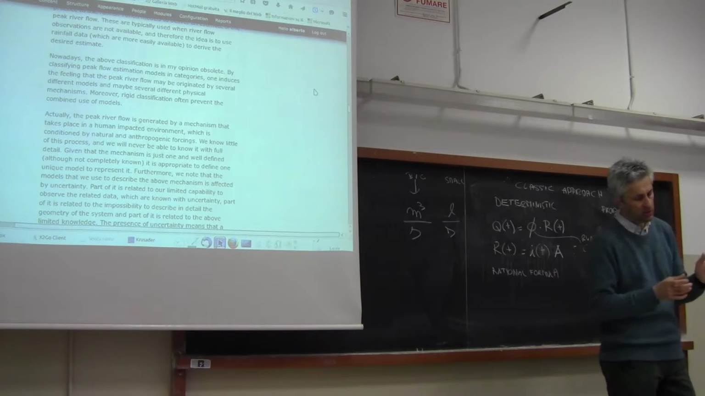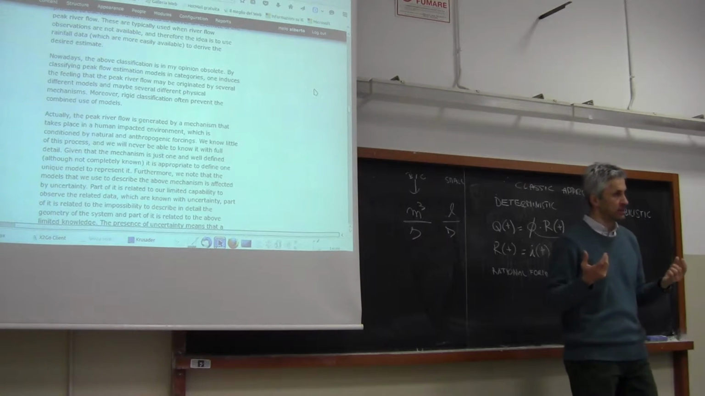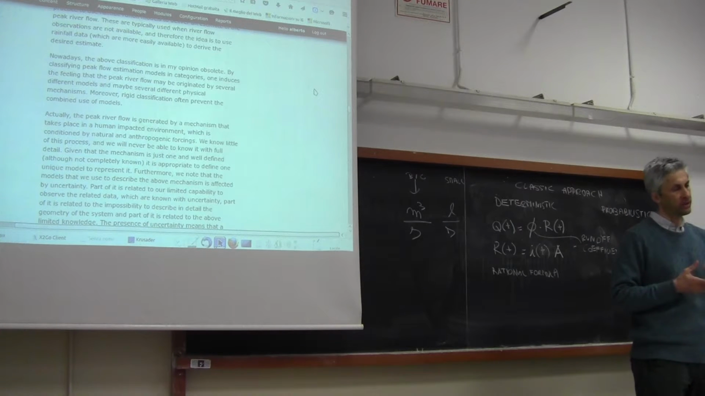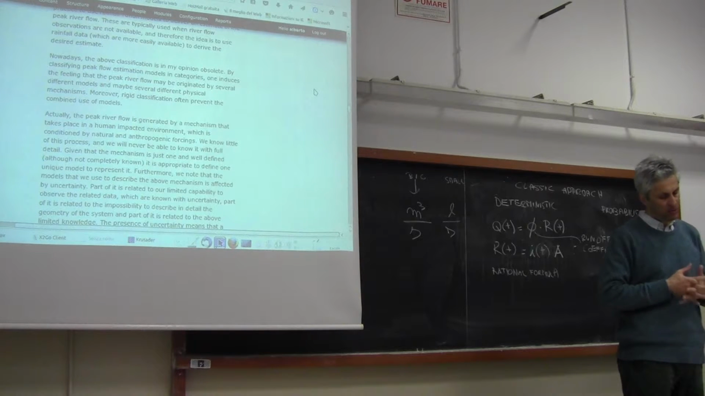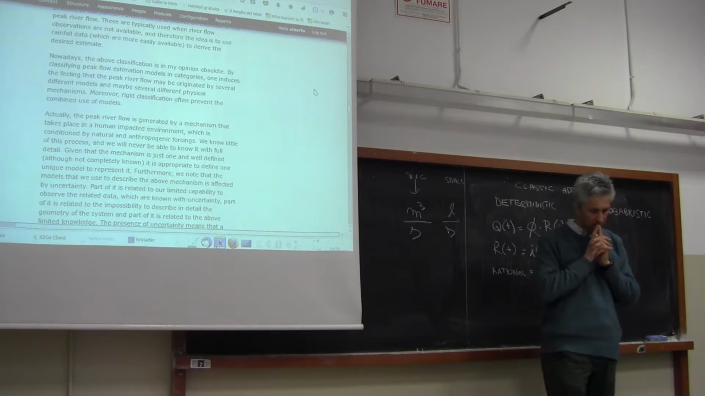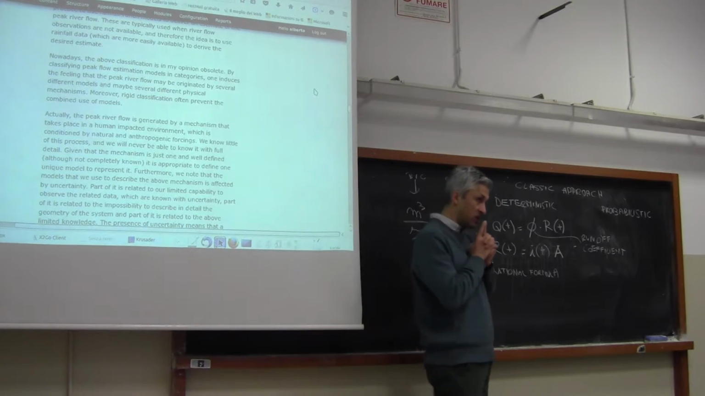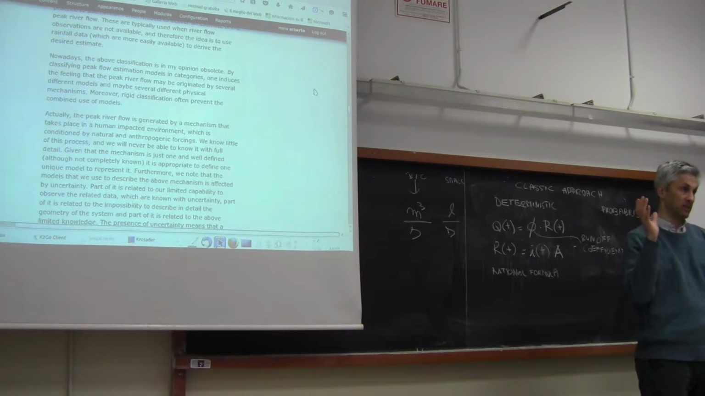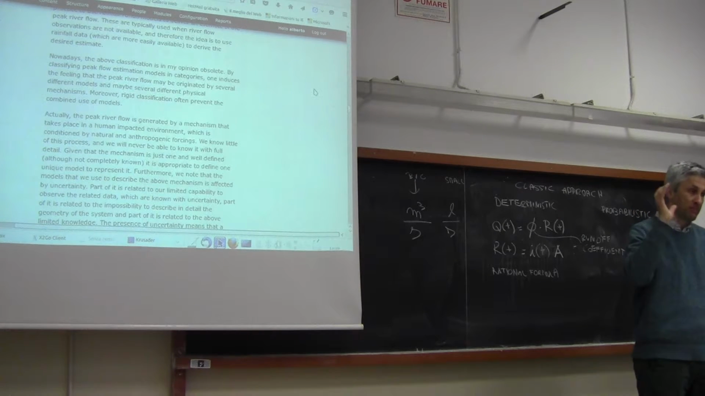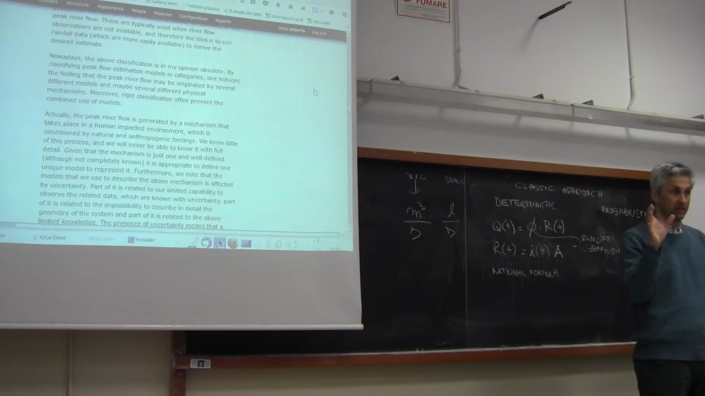And why is that? Because the physical mechanism is just one. So we need one class of model to model it. And before I move forward, let me make clear one thing. When I speak about uncertainty, it's the model that is uncertain, not the physical mechanism. The physical mechanism is the physical mechanism. It has only one trajectory. And once we have observed it, it's not uncertain. It's there.